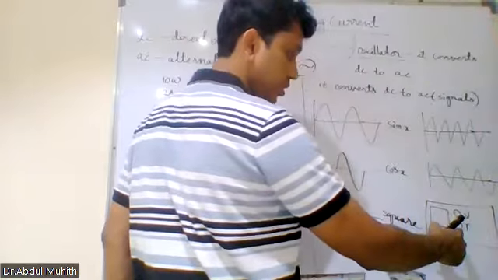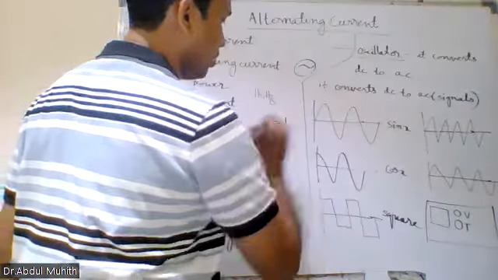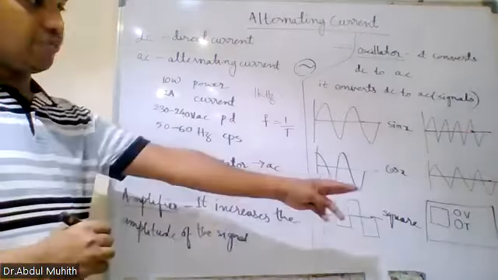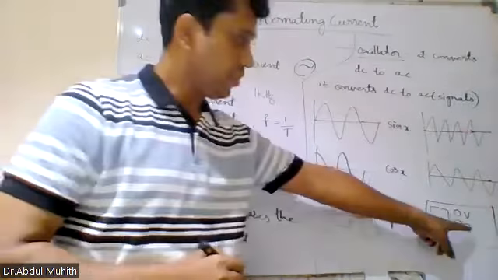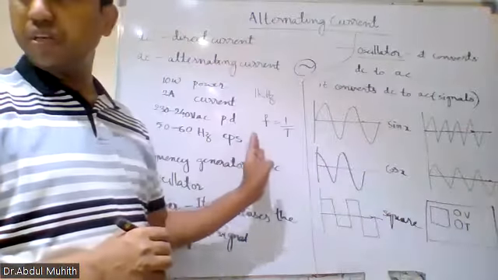Time period and frequency: the frequency and time period are associated with this formula, T is equal to 1 by F. In some of them it is given as F here, in some of them it is given as T. No need to worry about it because it is already giving whatever you want.